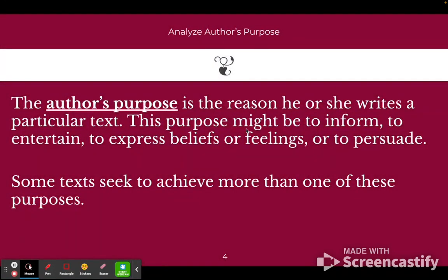Remember, the author's purpose is the reason that he or she writes a particular text. This purpose could be to inform, it could be to entertain, to express beliefs, feelings, or to persuade you of something. Some texts will seek to achieve more than one of these things.